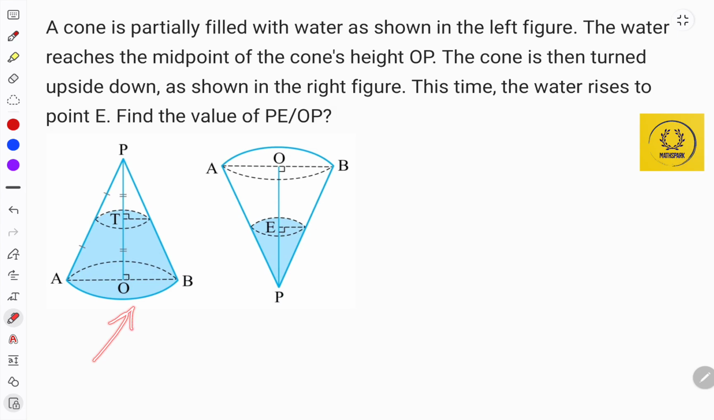A cone is partially filled with water. The water reaches the midpoint of the cone's height. Then the cone is turned upside down, and this time the water rises to point E. Find the value of PE over OP.